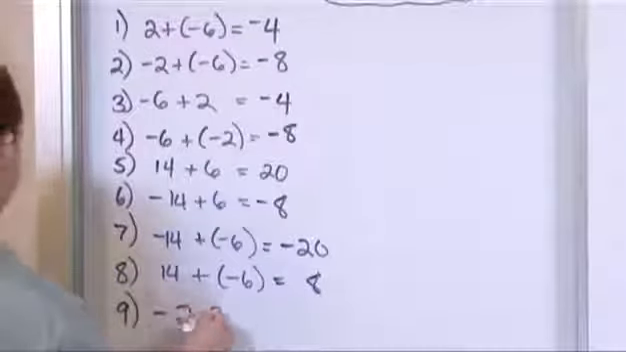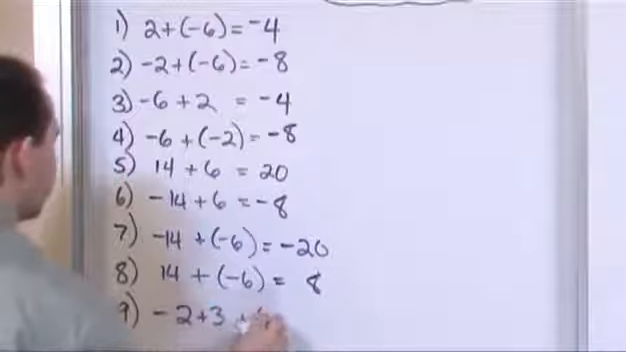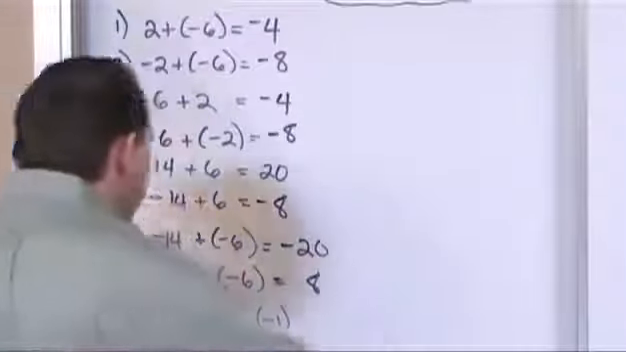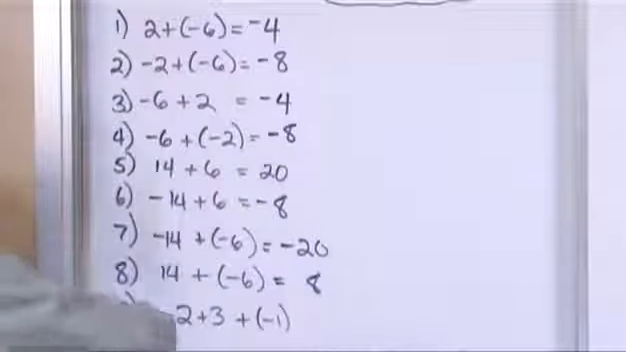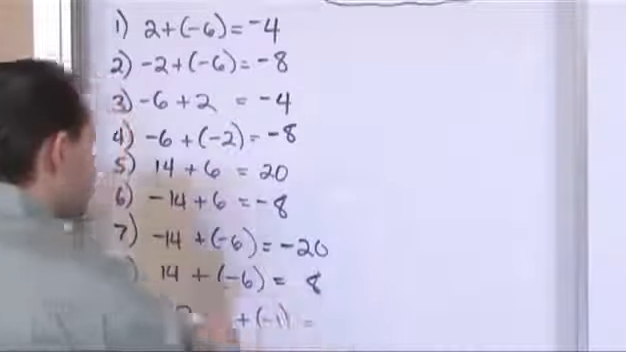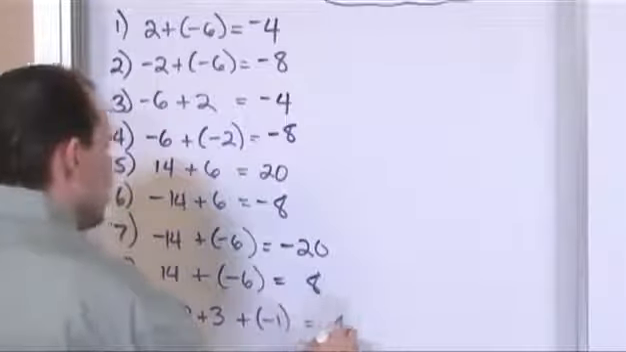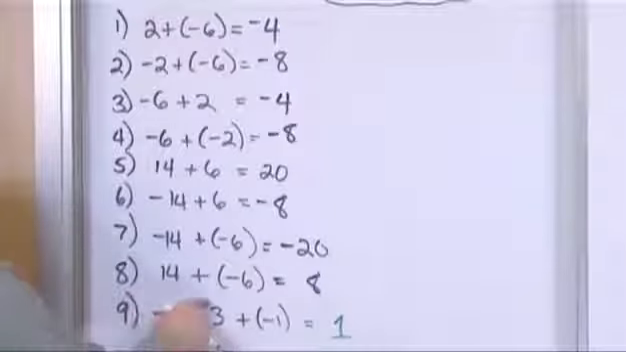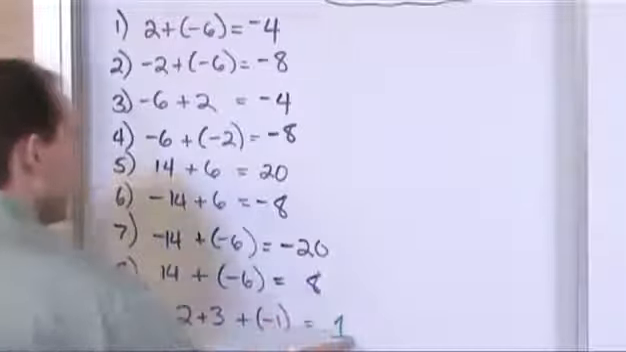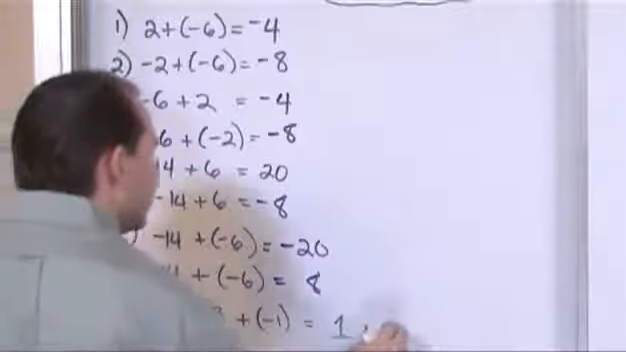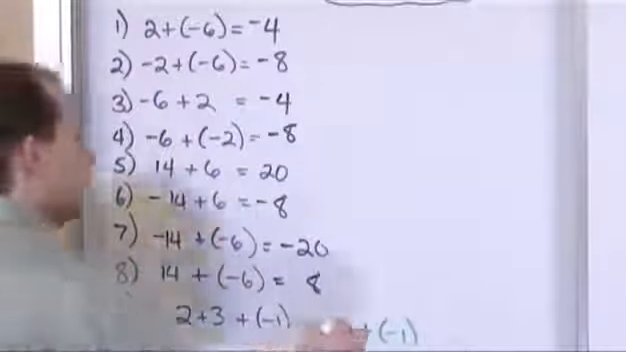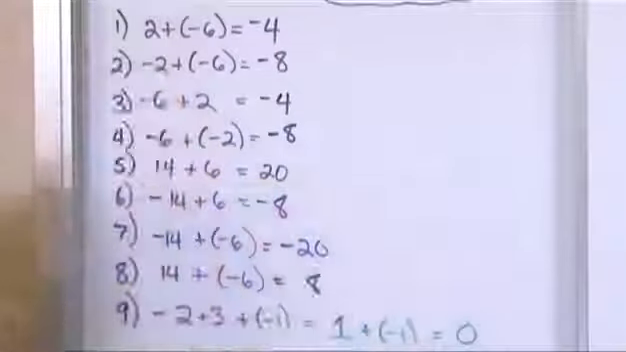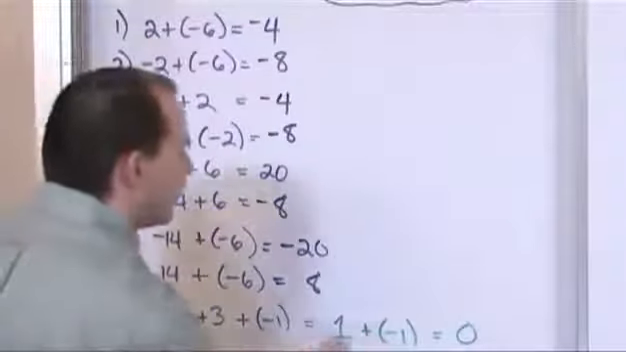Negative 2 plus 3 plus negative 1. So I'm adding 3 numbers together. You can do that just like you can in basic math. You work left to right just like you think you would. So negative 2 plus 3 is going to give me positive 1 because I'm going to basically subtract these numbers. 3 minus 2 is 1, and the sign comes from the bigger number. So this gives me 1, and I still have to deal with this negative 1 here, plus negative 1. And of course, negative 1 plus positive 1 is just going to give me 0 because I subtract these two numbers. 1 minus 1 is 0.